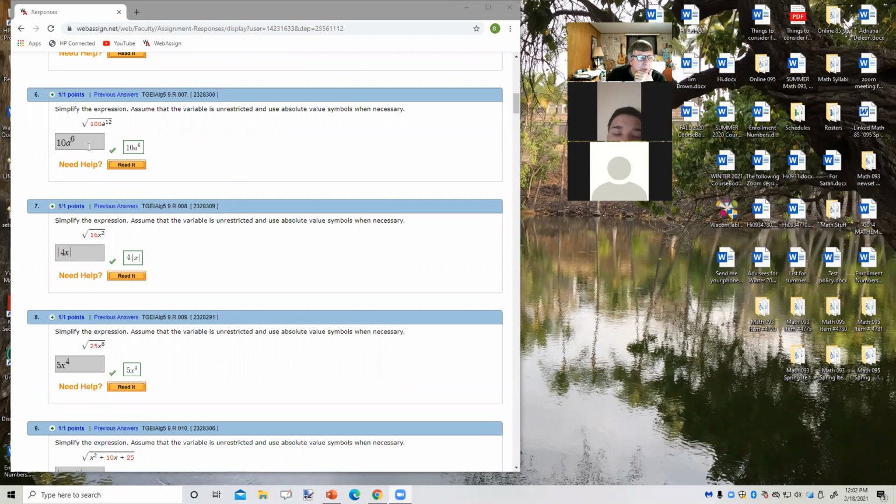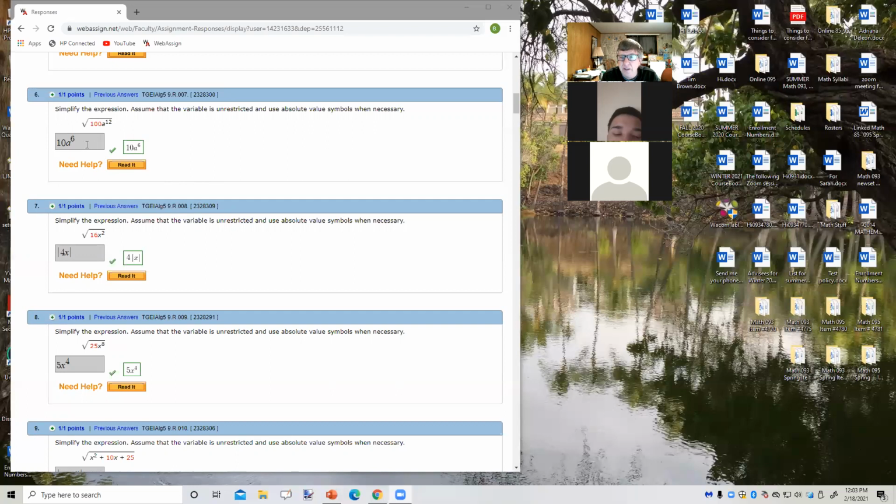Okay, problem number 6, the directions say simplify the expression, assume that the variable is unrestricted, meaning the variable could be positive, negative, or 0. Use absolute value bars when necessary. Problem number 7, the exact same instructions. So again, the question was, why on number 6 do we not need absolute value bars, but on number 7 we do?